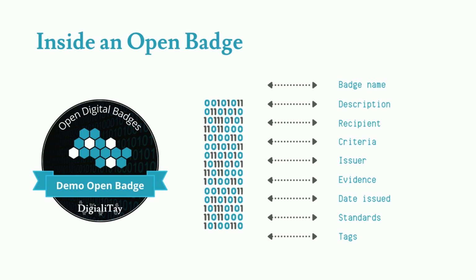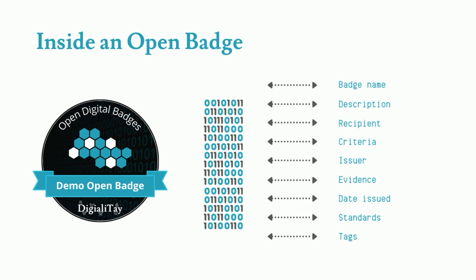any standards or alignments the badge has, like national occupational standards, and any relevant tags. Some badges even include an expiry date, after which they're no longer valid. All this data might be entirely baked into the badge image, or some of it might link to the issuer's platform online.